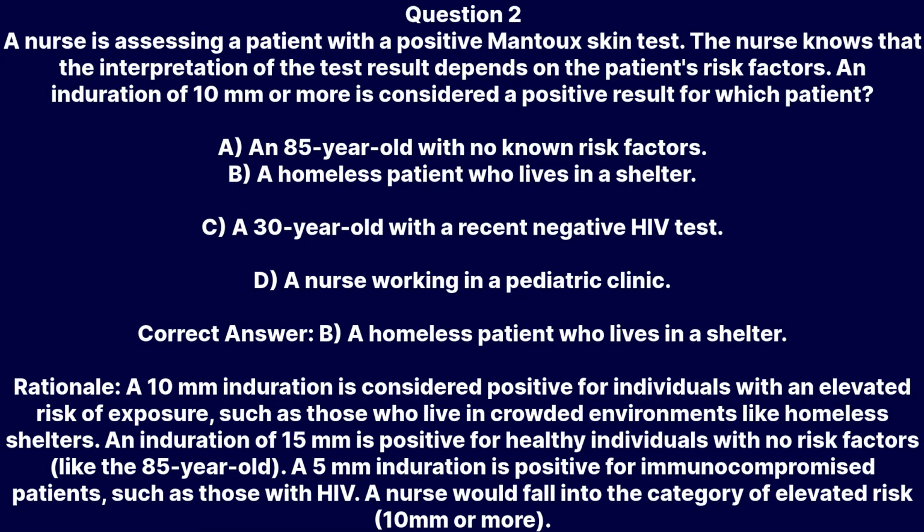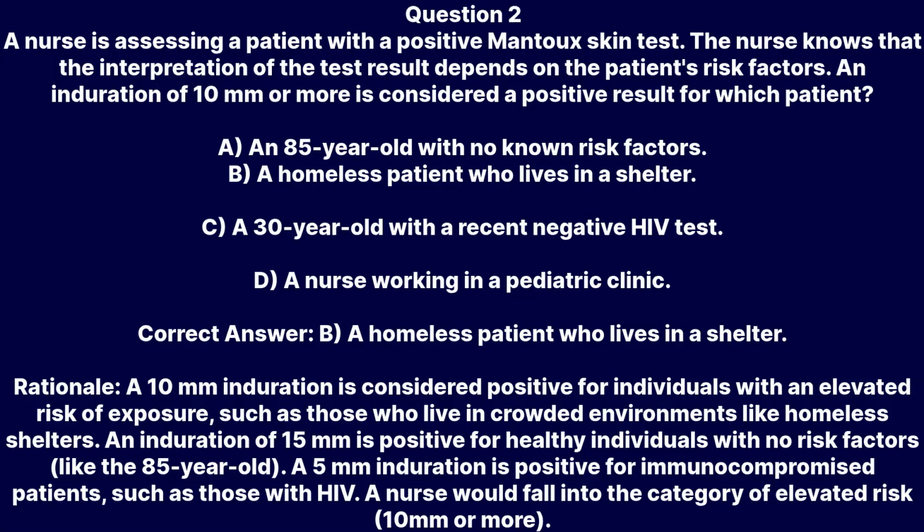Question 2. A nurse is assessing a patient with a positive Mantoux skin test. The nurse knows that the interpretation of the test result depends on the patient's risk factors. An induration of 10 millimeters or more is considered a positive result for which patient? A. An 85-year-old with no known risk factors. B. A homeless patient who lives in a shelter. C. A 30-year-old with a recent negative HIV test. D. A nurse working in a pediatric clinic.